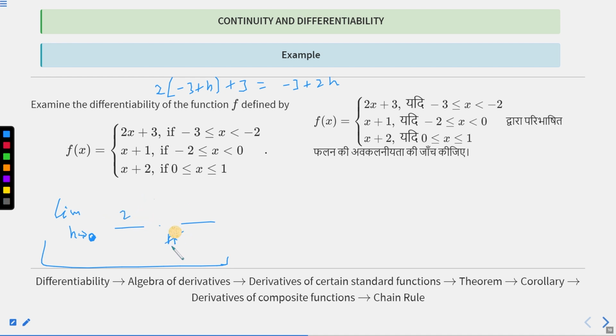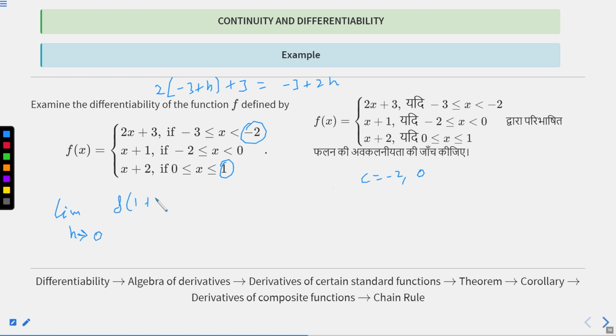This and this will be cancelled. This means it is differentiable, and f'(-3) is equal to 2. Clear? Okay, so far so good. I hope it is clear to you now. For this one I am leaving c equals minus 2 and 0 for you.